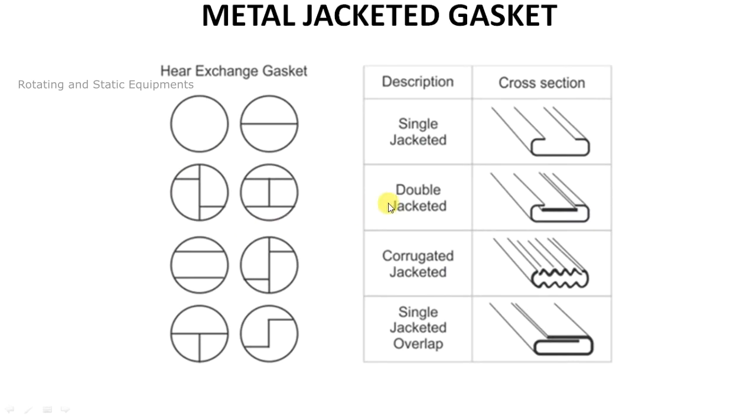So metal jacketed gaskets have some different styles like single jacketed gasket, double jacketed gasket, corrugated jacketed gasket and single jacketed overlap gasket, double shell type and etc.